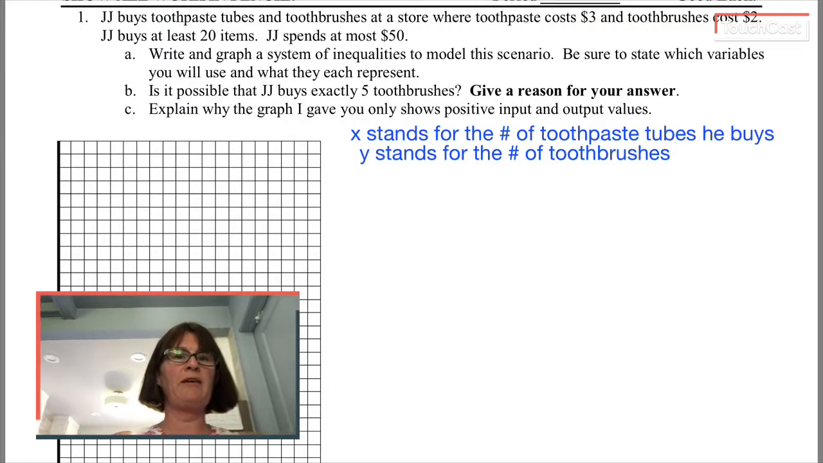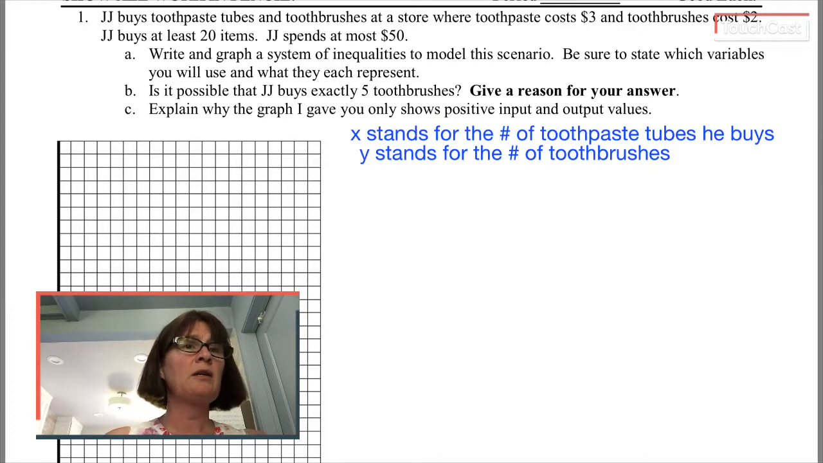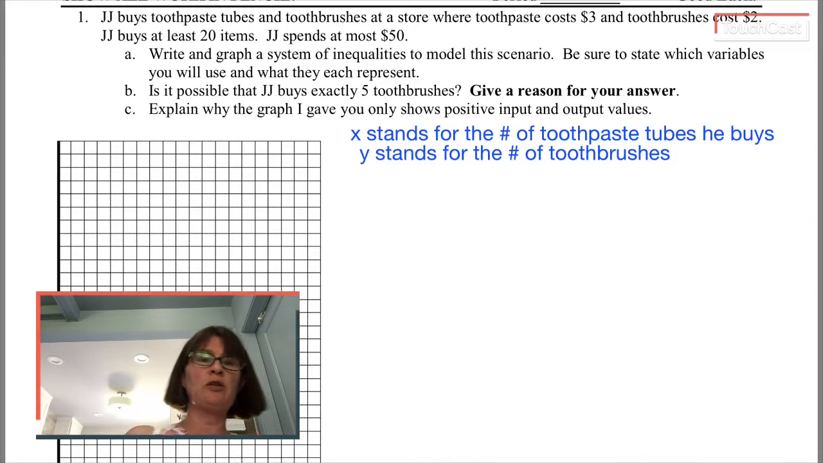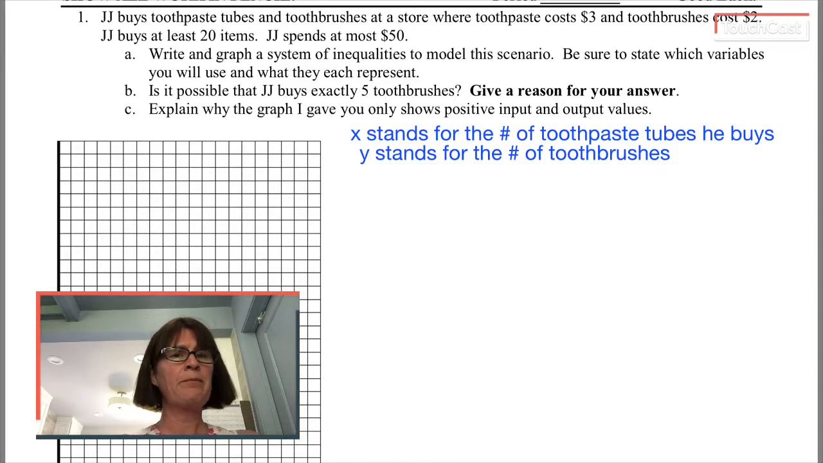Hello scholars, here we are with a video review of your quiz. Here we need to write two inequalities to form a system of inequalities. And we're going to graph it to look for the overlap to see if we can decide what are the possible combinations of toothbrushes and toothpaste tubes that JJ can buy.